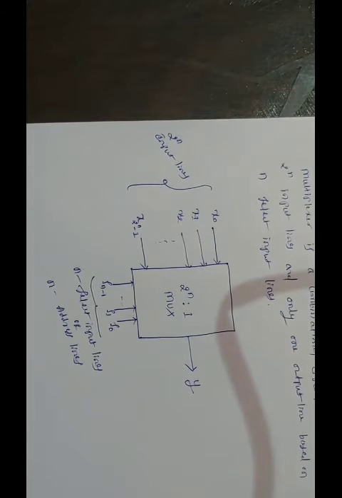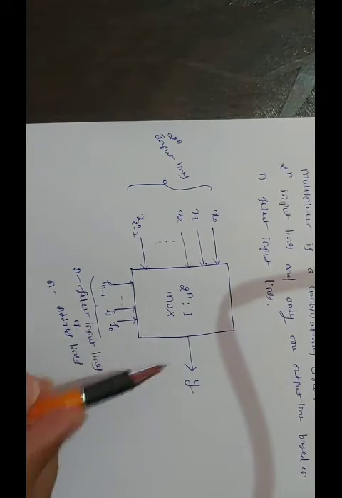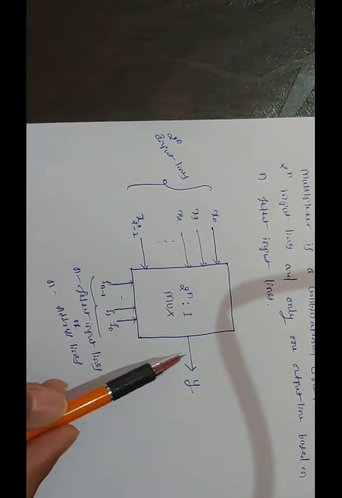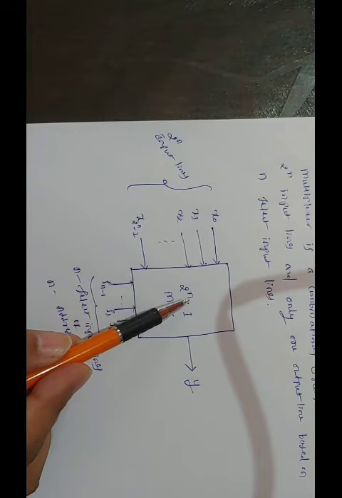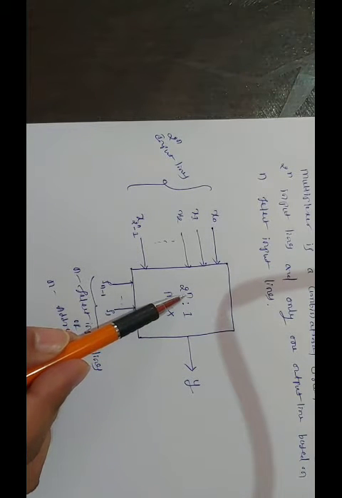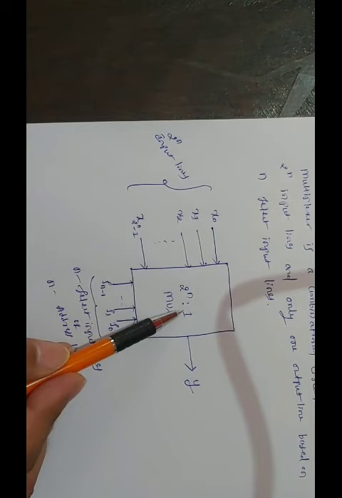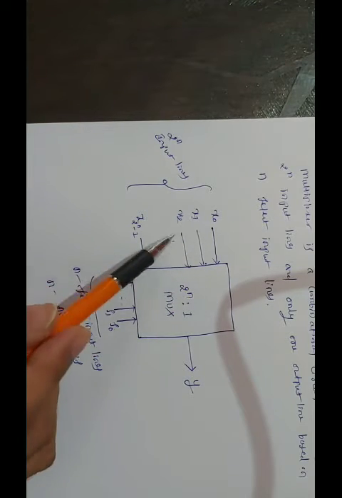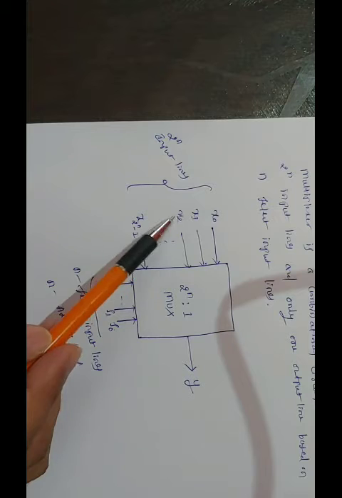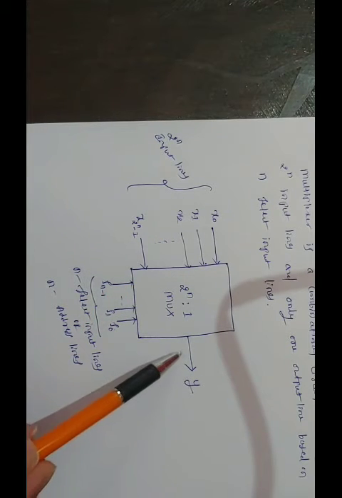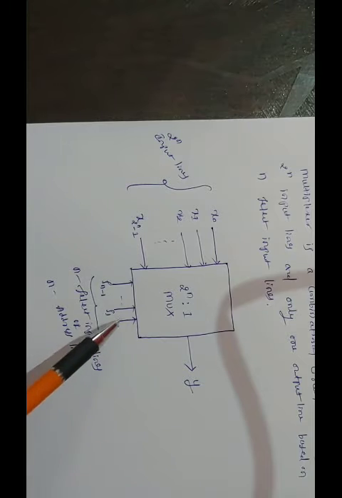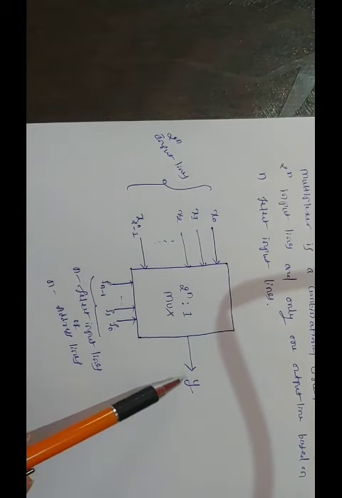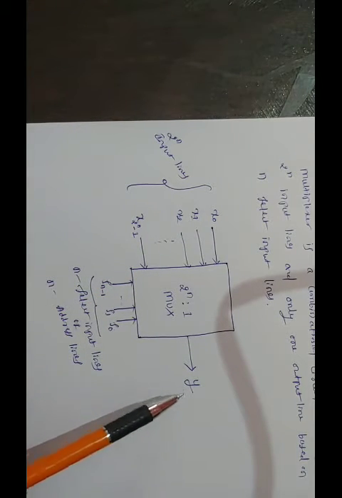Now, based on this address, any one of the input lines is selected. Assume that n equal to 2. That means 2 to the power 2 is 4, so it becomes a 4 to 1 mux. At that time, 2 to the power n input lines means 4 input lines: x0, x1, x2, x3 are the 4 input lines, and there is only one output line y. Based on that address, one of the input lines is selected, and the data on that line is transferred to the output. This is the function of a multiplexer.